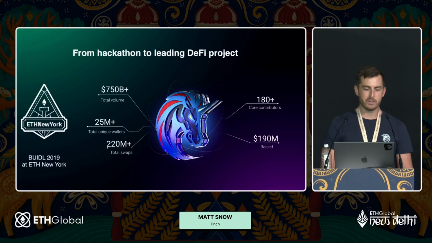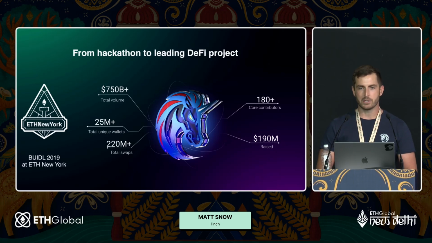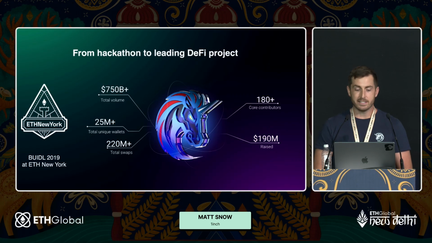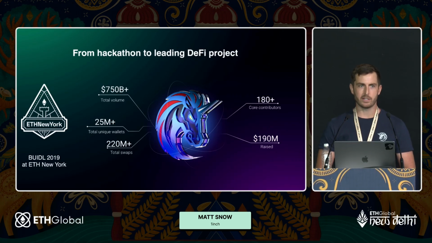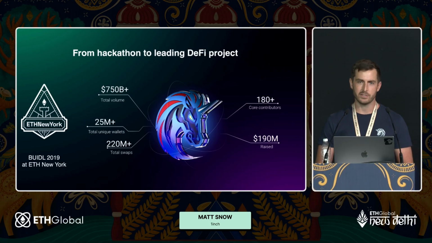So, brief little overview for those of you who don't know. OneInch was actually started at a hackathon back in 2019. And since then, it's grown like crazy. We've processed over $750 billion in total volume in the last 6 years. We've seen 25 million unique wallets, and we have over 180 contributors around the globe contributing to this project. So it just goes to show that what you build here this weekend could actually blow up and turn into that next big unicorn.